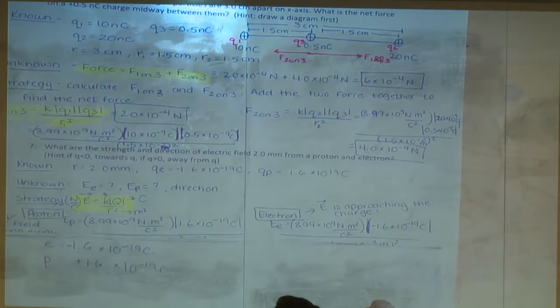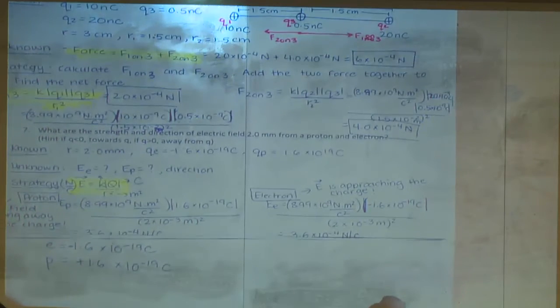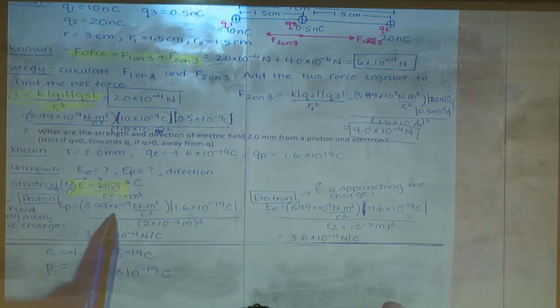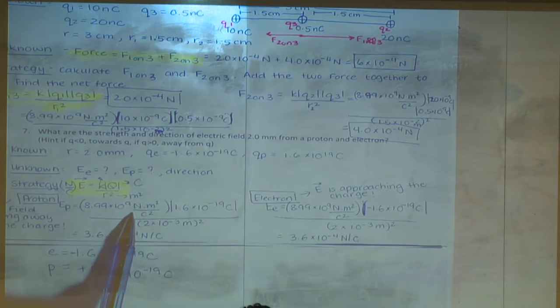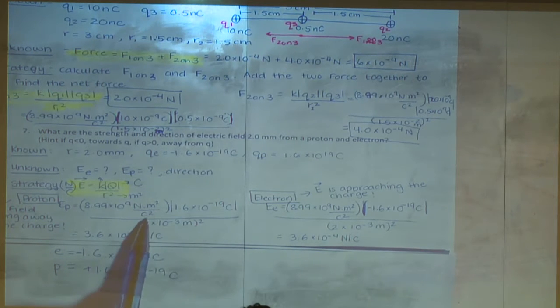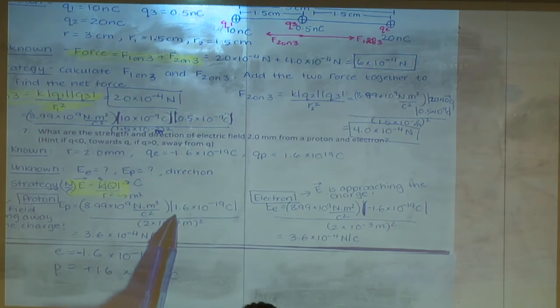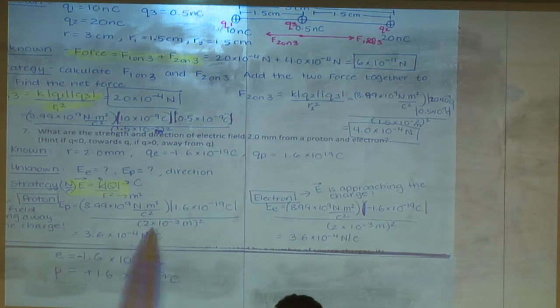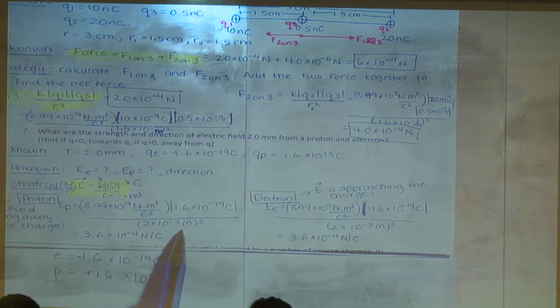Okay, so let's do the electric field of a proton. That would just be plugging in things. So 8.99 times 10 to the 9 newton meters squared over coulomb squared, times the absolute value of the charge of a proton, which is 1.6 times 10 to the negative 19 coulombs, over the distance, which is 2 times 10 to the negative 3 meters.